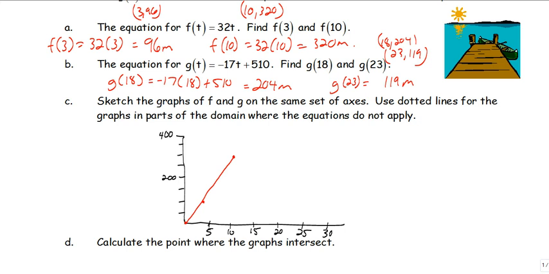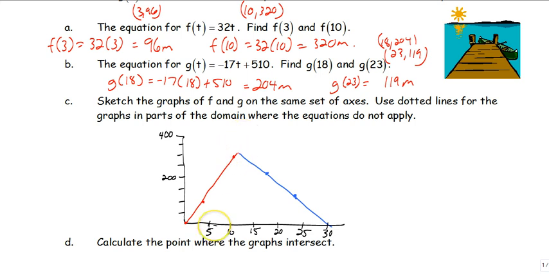The other 2 points are 18, 204. So about there, and 23, 119. So 23, 119 is about there, maybe a little higher actually. Okay, so if I drew this line, and again this is not exact, it's just how my graph looks. What happens is this line will meet with this line at about here.